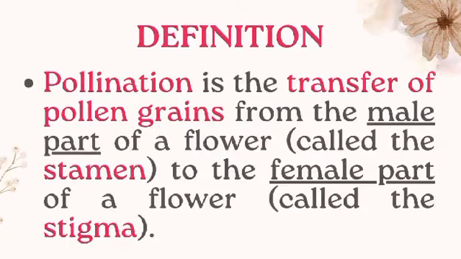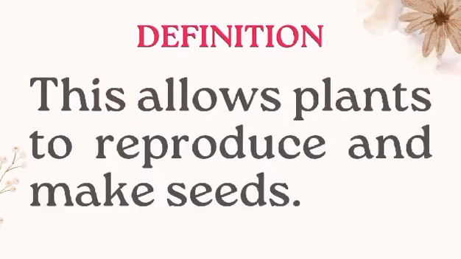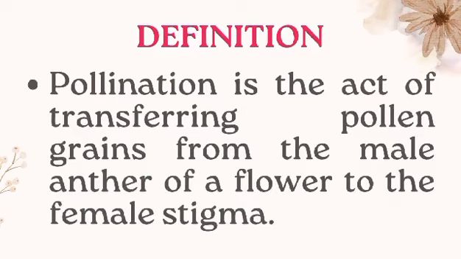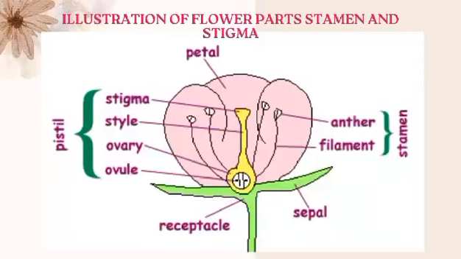To begin, let's start by giving the definition of pollination. Pollination is the transfer of pollen grains from the male part of a flower, called the stamen, to the female part of the flower, called the stigma. This allows plants to reproduce and make seeds. Pollen can be carried by animals like bees and butterflies, by the wind, or even by water. Here is an illustration of the flower parts, stamen and stigma.